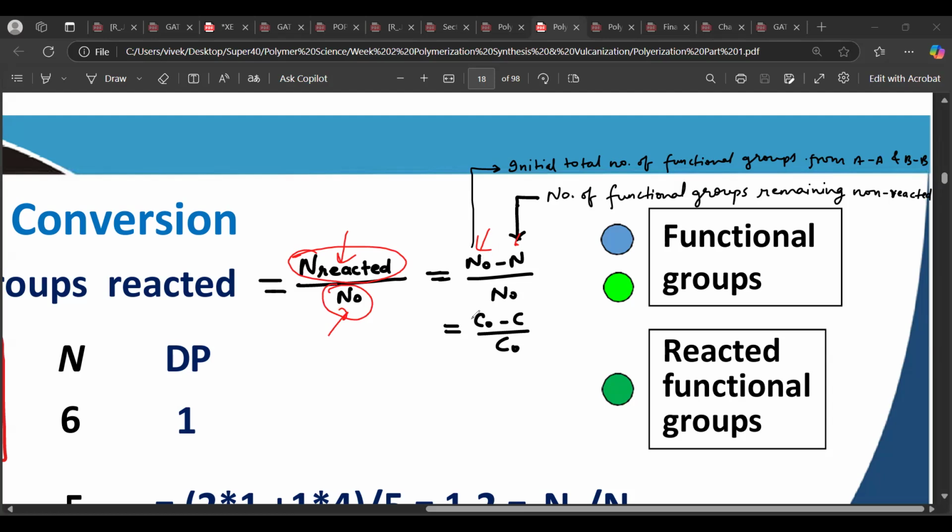So number of moles is nothing but mole per liter, because you have to just divide by volume. So volume, let's say V volume, and V volume. Divide V in both numerator and denominator. It doesn't matter. This becomes C naught minus C by C naught. Because V is everywhere same in the same reaction chamber, it's cancelled out. That's why N naught C naught is same.